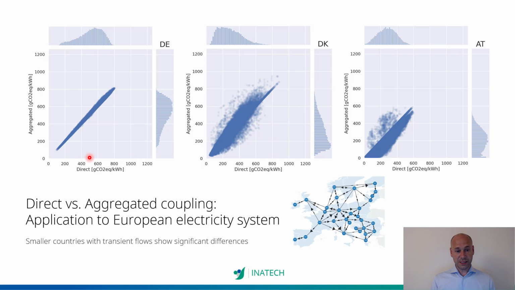And then we compared the results, and we see that for a big country like Germany, the difference is very, very small. And that is because for Germany, the internal generation is very large compared to all the imports and exports. So it's not so much determined by the exact choice of the methodology. Whereas for smaller countries like Denmark here in the north, or like Austria here in the south, they are smaller countries and they have a high number of transient flows. So here you see that this methodological choice on how you do it really changes the result significantly.